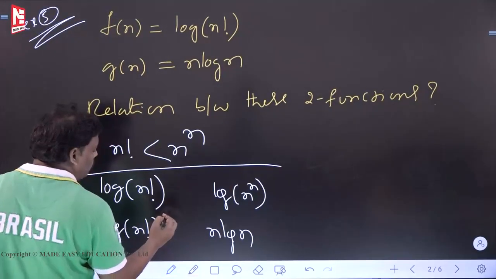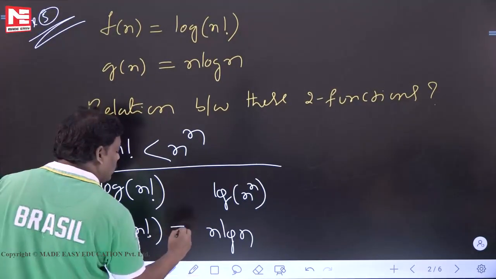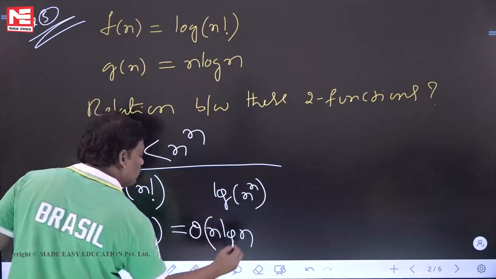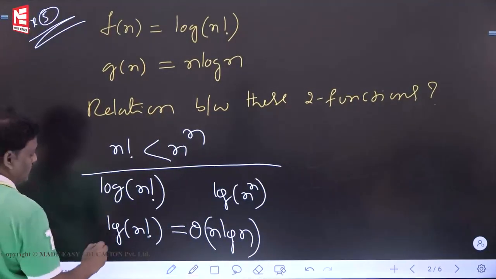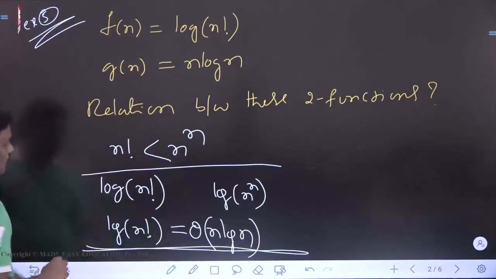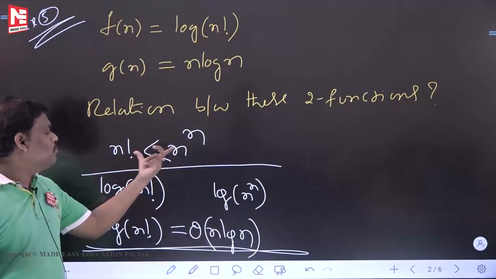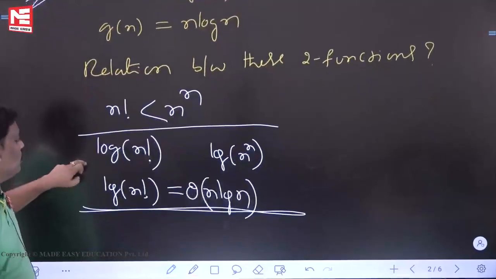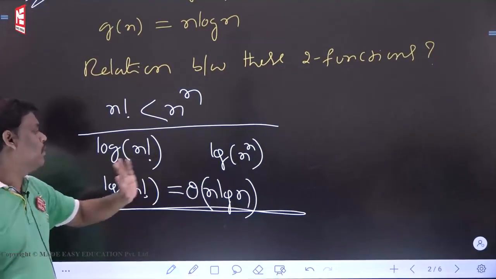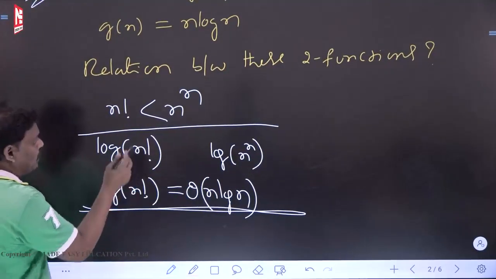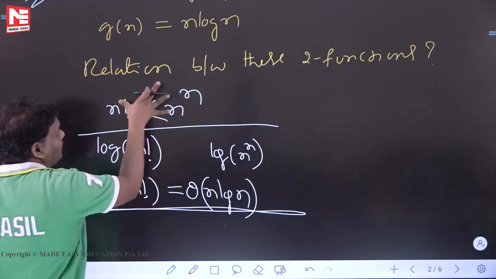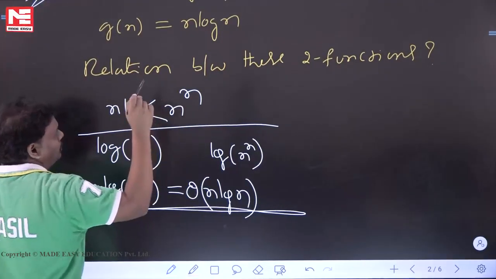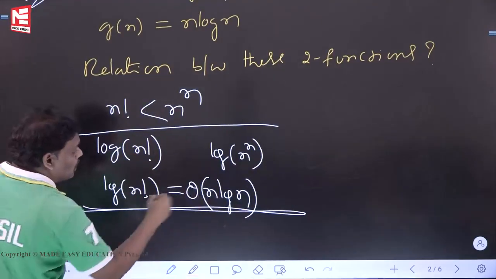Please be careful. After applying log, this is theta. Only for this, it is a special case. The relation between these two functions before applying log is less than. After applying log, log n factorial is theta of n log n. So after applying log, there is a difference in the relation. No doubt, before it is strictly less than, and after applying log, they both are equal.